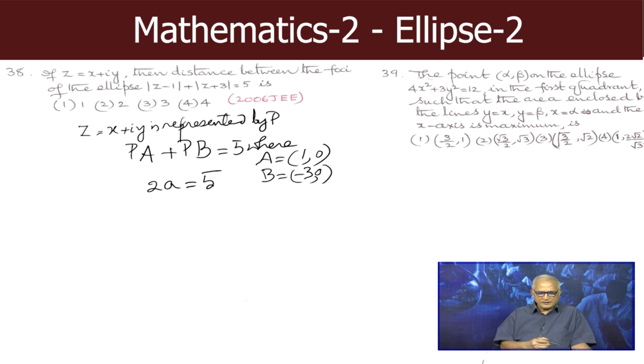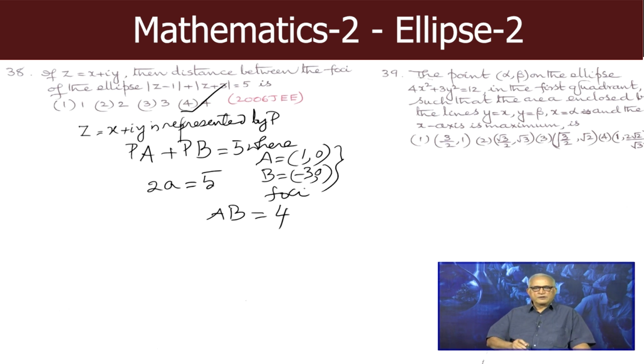He is asking the distance between the foci. What is that? Twice AE. And these are the foci. So, what is the distance between the foci? That is 4, AB equal to 4. So, that is the fourth option.